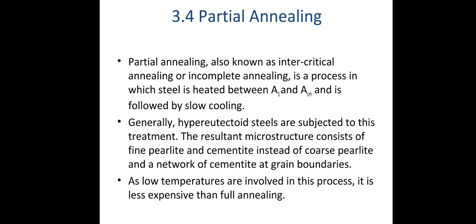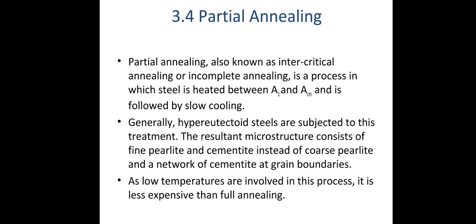Now we are seeing partial annealing. Partial annealing, also known as intercritical annealing or incomplete annealing, is a process in which steel is heated between A1 and ACM and is followed by slow cooling. Generally, hypereutectoid steels are subjected to this treatment. The resultant microstructure consists of fine perlite and cementite instead of coarse perlite and a network of cementite at grain boundaries.